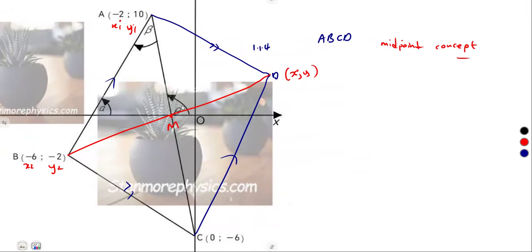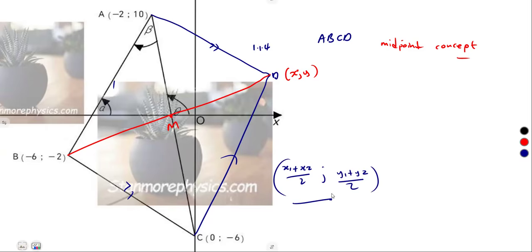Where they meet at this point, that point is the same. They do bisect each other. So M being the midpoint, taking -6. Remember, how do you calculate your midpoint, guys? The midpoint is going to be x1 plus x2 over 2. Then for the y values, y1 plus y2 over 2.